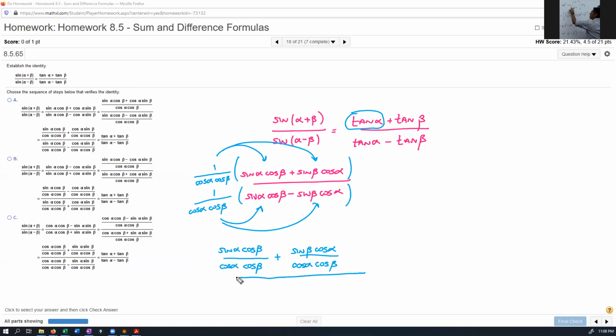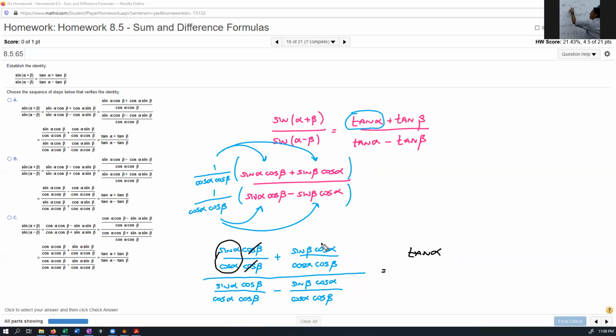Then the whole thing over, now I do the same thing on the bottom, distribute here. So I get sine alpha cosine beta over cosine alpha cosine beta minus, now this right here, sine beta cosine alpha over cosine alpha cosine beta. All right, good things happen now. See, cosine beta is canceled, so that right there gives me tangent alpha.